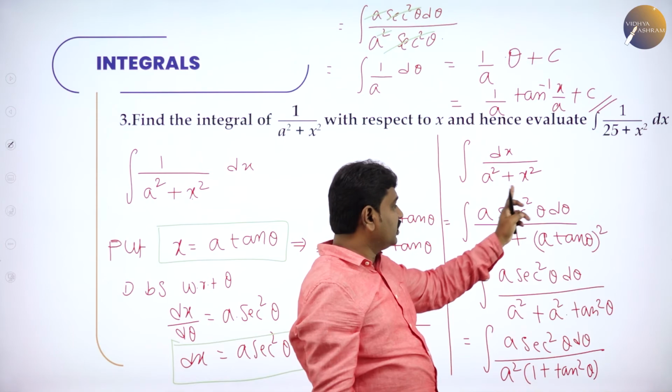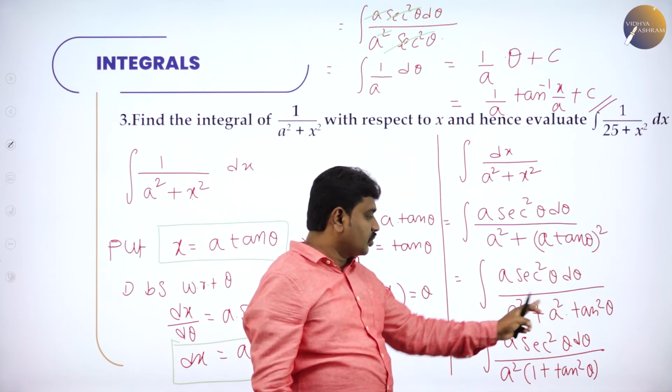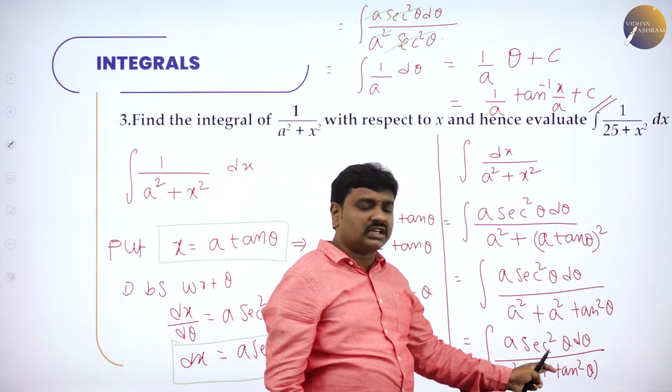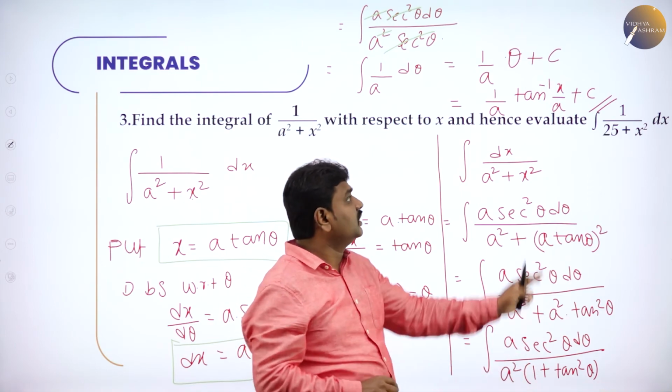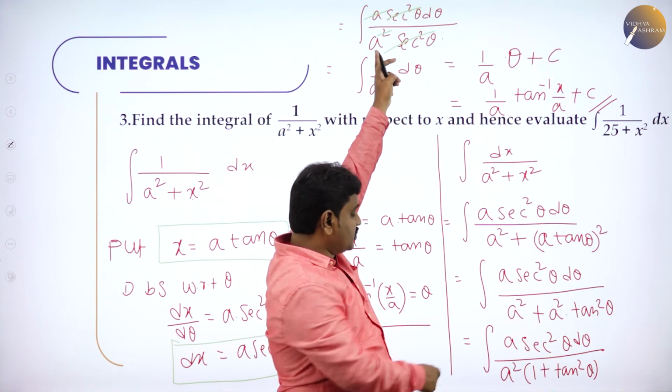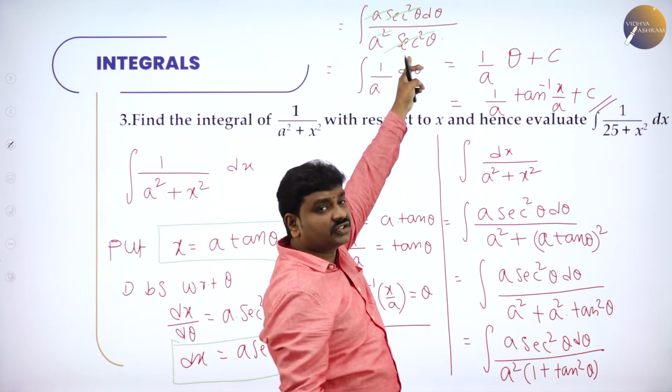Denominator becomes a square plus a square tan square theta. In these two, you can take a square out. It will become 1 plus tan square theta. All of you know what is 1 plus tan square theta? 1 plus tan square theta is secant square theta. So denominator becomes a square, and 1 plus tan square theta becomes secant square theta.